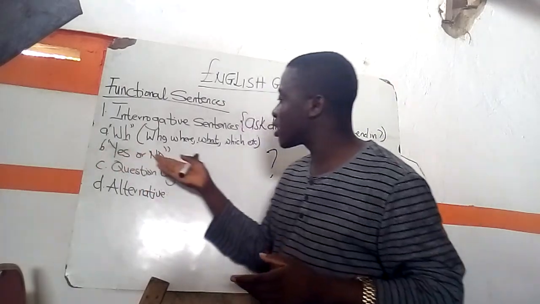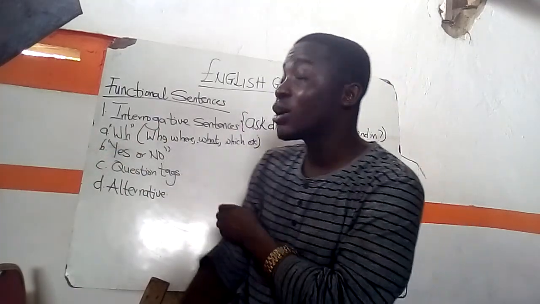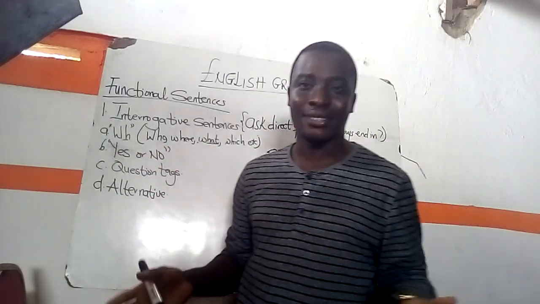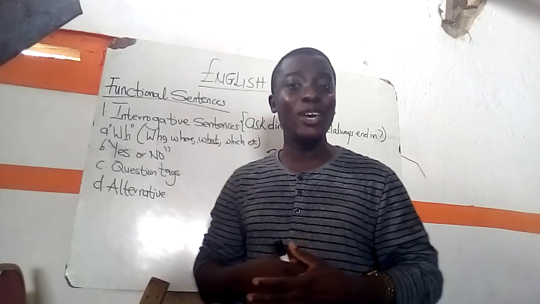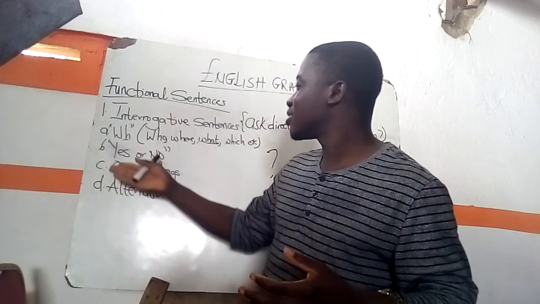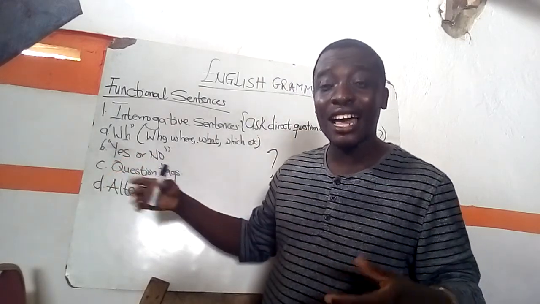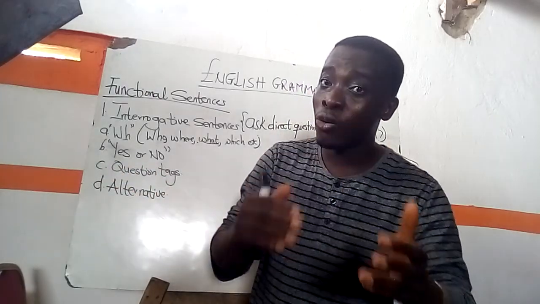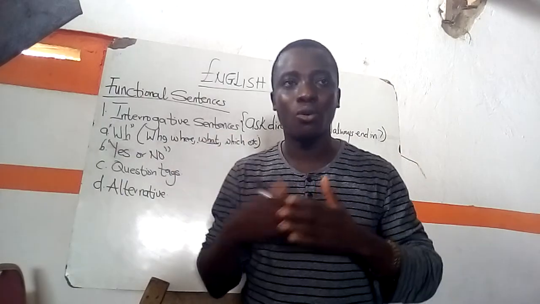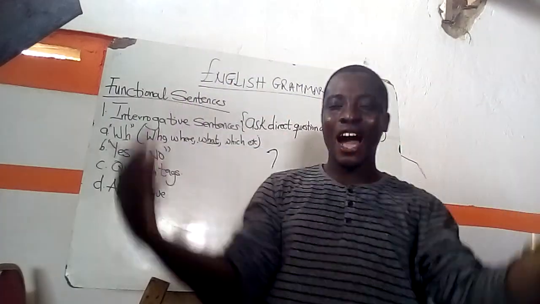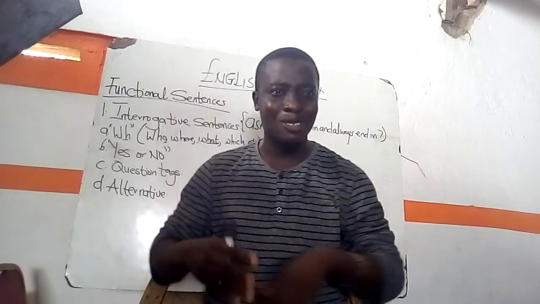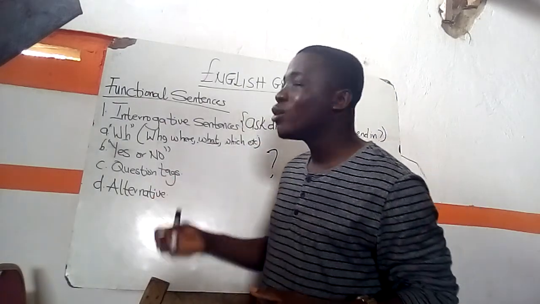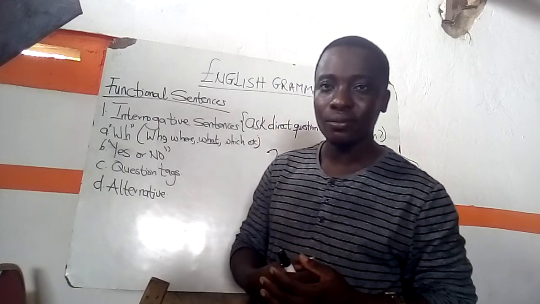So we will go to the second one, which are the sentences or questions that demand yes or no as an answer. For example, I ask you, have you eaten today? It's an example of this. It's either yes or no you're giving me. Have you watched the movie? Yes or no? Have you bathed today? I hope you understand what we are doing here today. So I can move on, right? Thank you very much. So we go on to the third one, which is question tags.